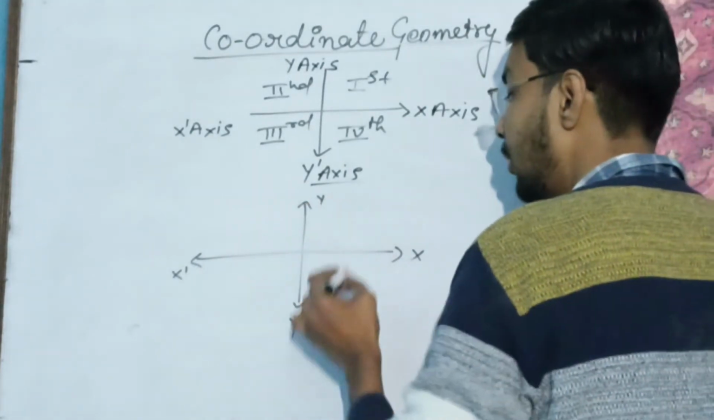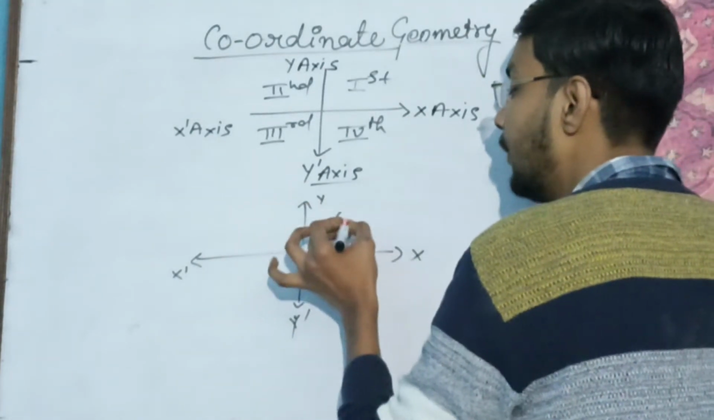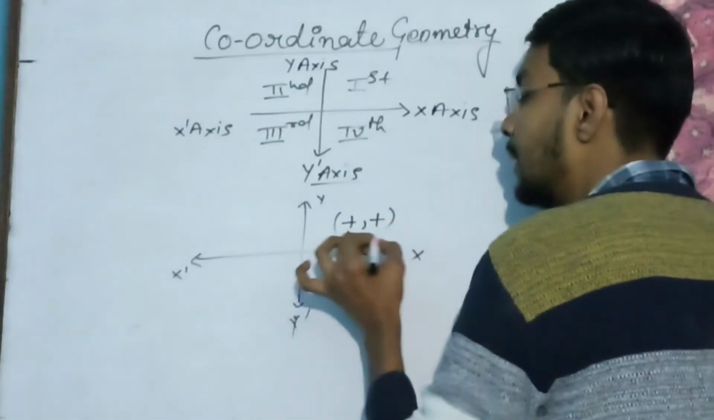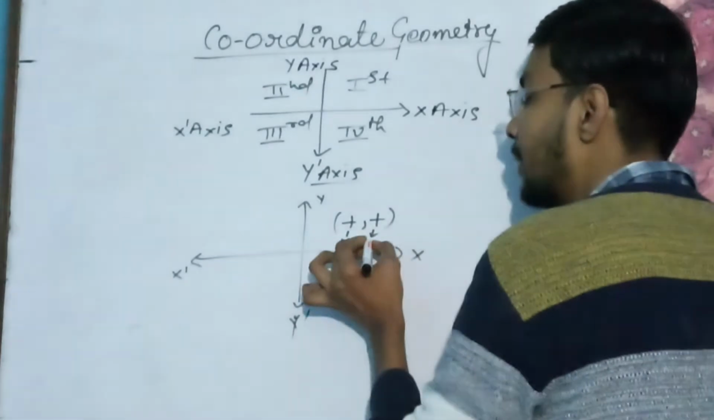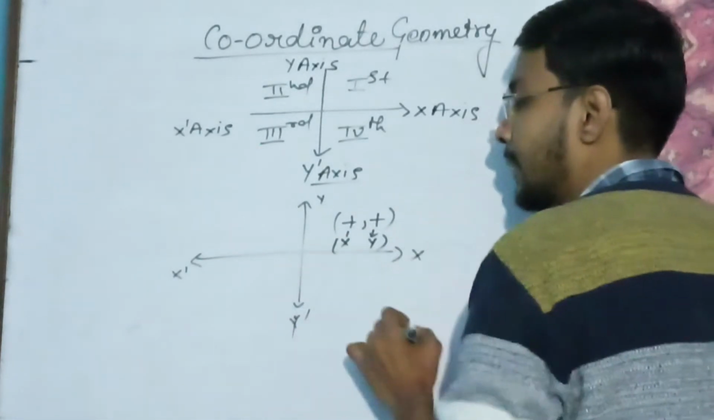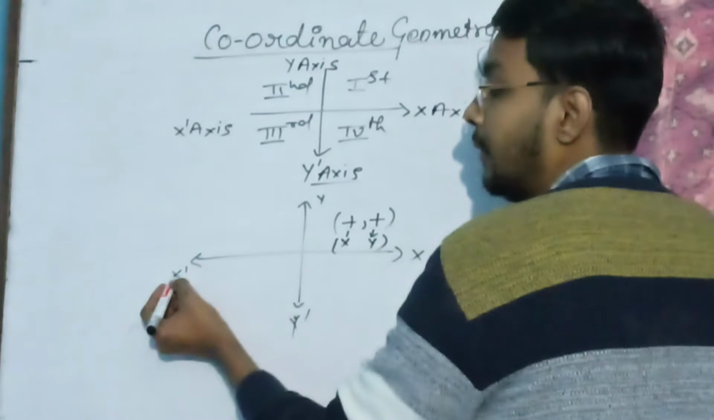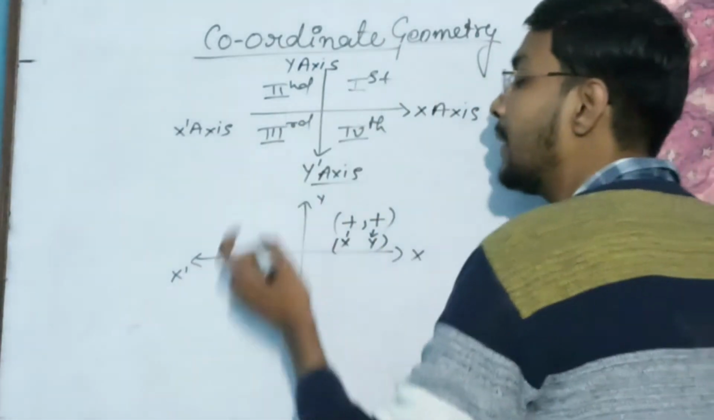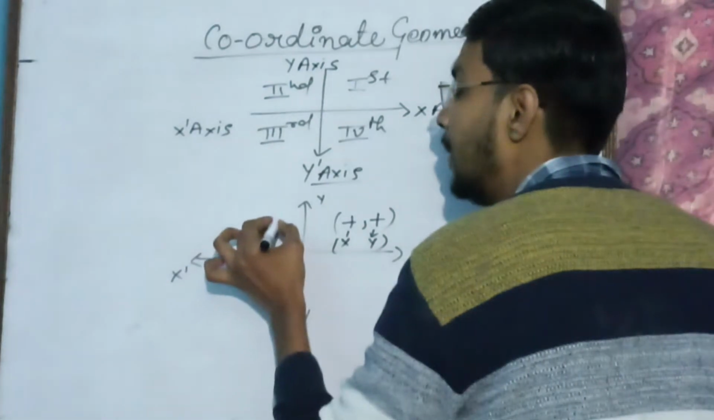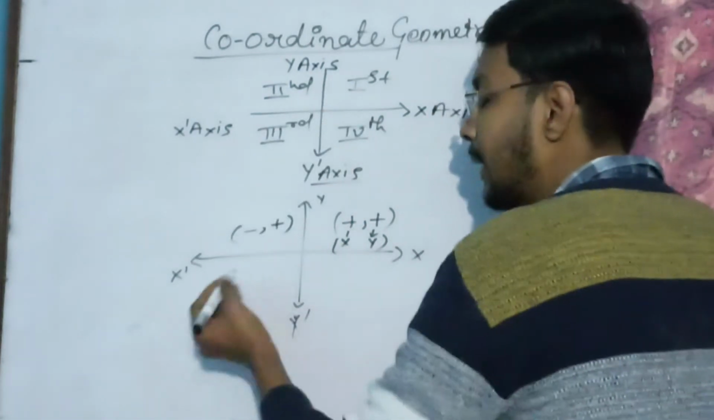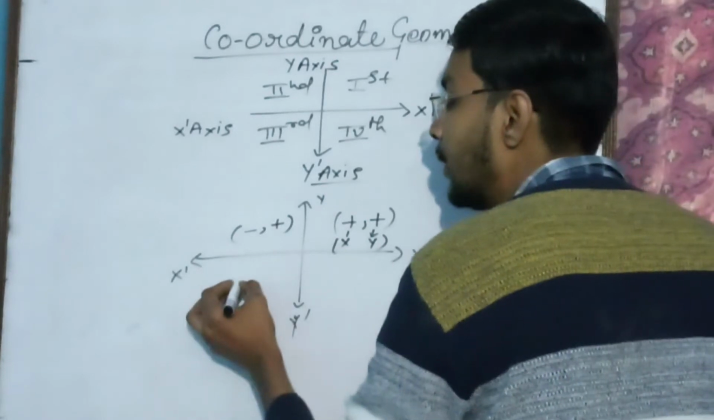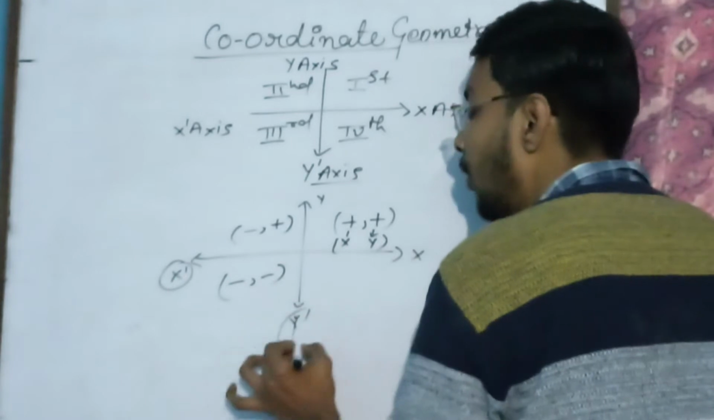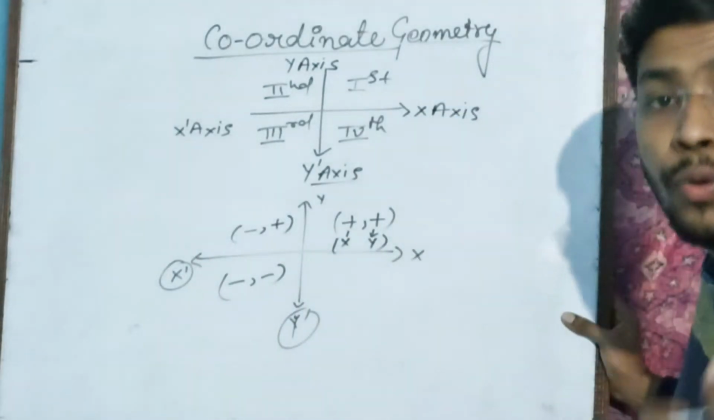Here we'll talk about the points. This will be plus comma plus. Why plus comma plus? This one represents the positive direction of the x-axis and this one represents the positive direction of the y-axis. In the second quadrant, we can clearly see this is the negative direction of the x-axis and this is the positive direction of the y-axis, so the points will be minus comma plus. For the third quadrant, this will be minus comma minus, since this is the negative direction of the x-axis and this is the negative direction of the y-axis.